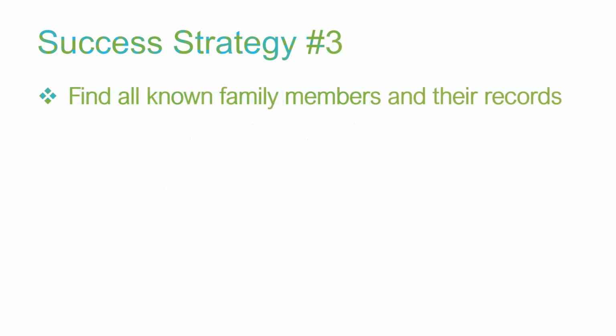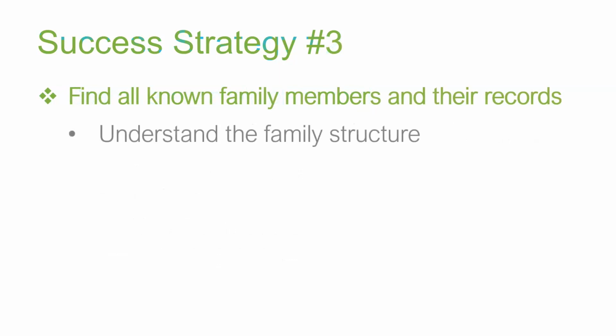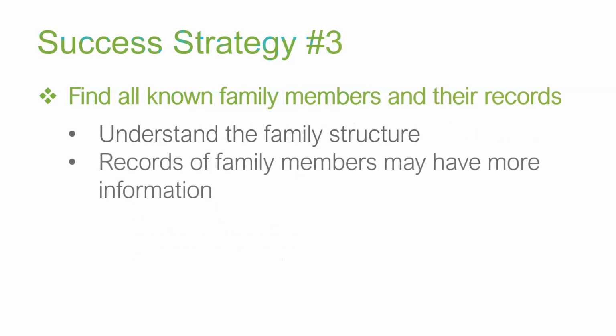Success strategy number 3 is to find all the known family members and their records. This will help you understand the family structure. Also, records of family members could have more information than the records for your ancestors. And siblings of your ancestors are especially important because brothers and sisters usually have the same parents and grandparents.